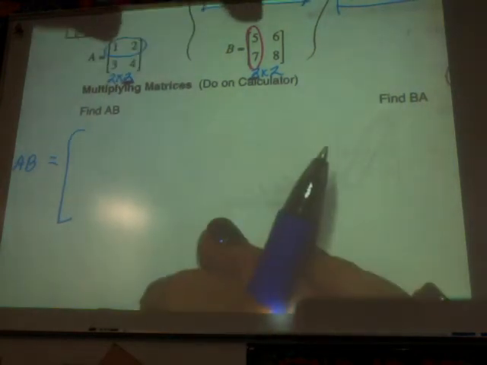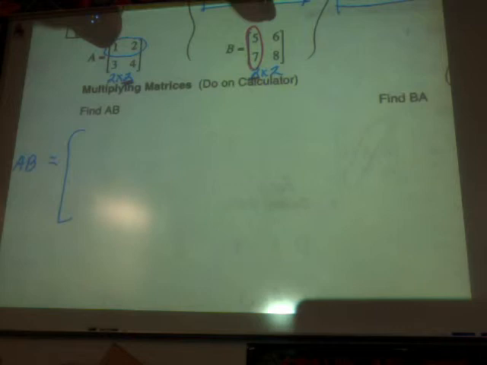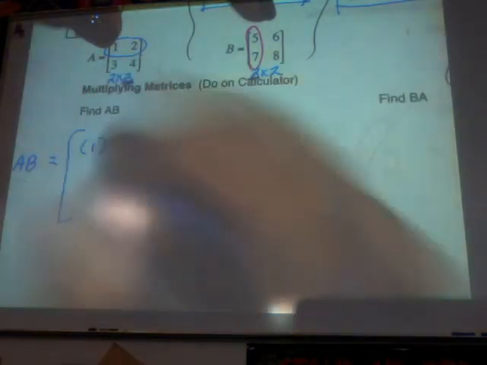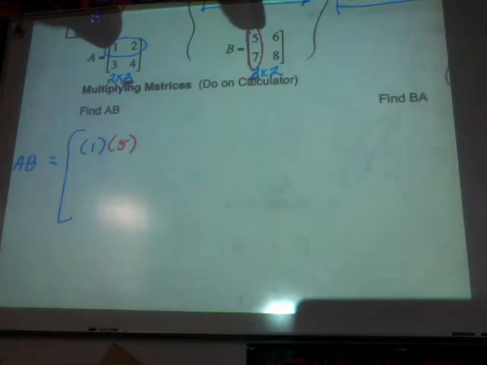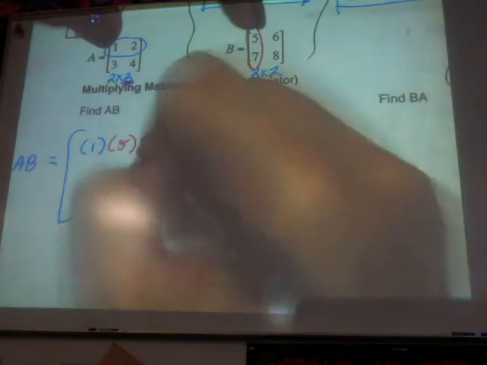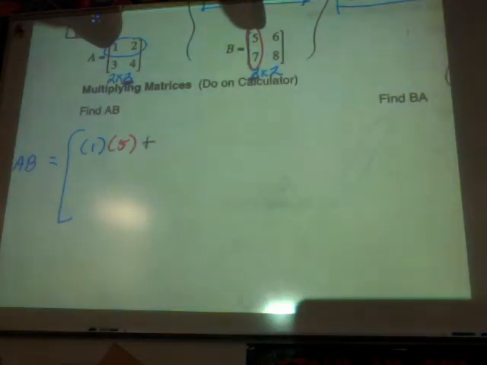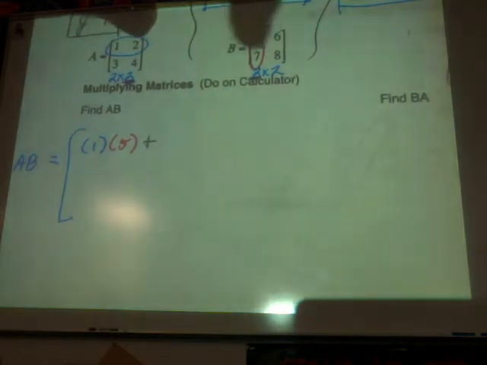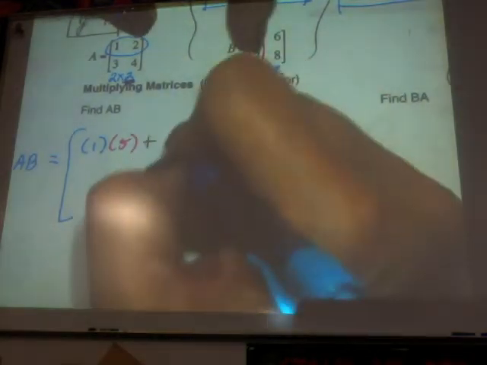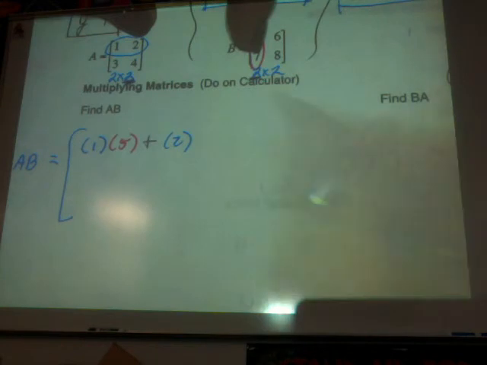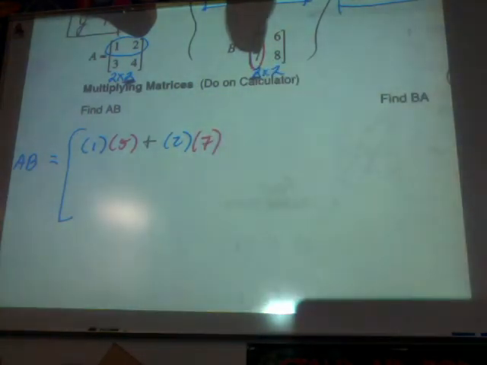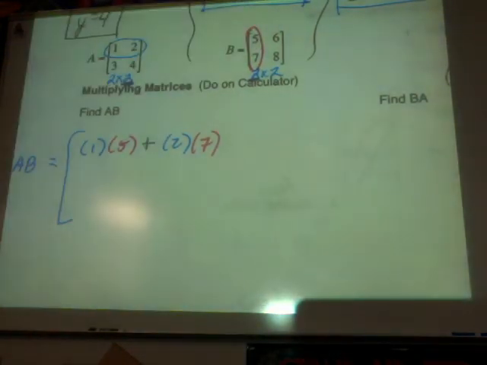So I'm going to start off with 1 times 5, and then plus, we always add them in a dot product. And then I'm going to move on to 2, and I'm going to multiply it with 7. So 2 times 7. That gives me my first element.